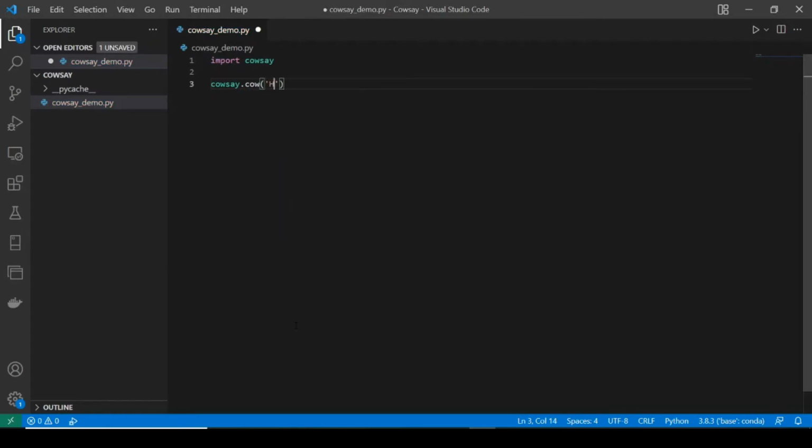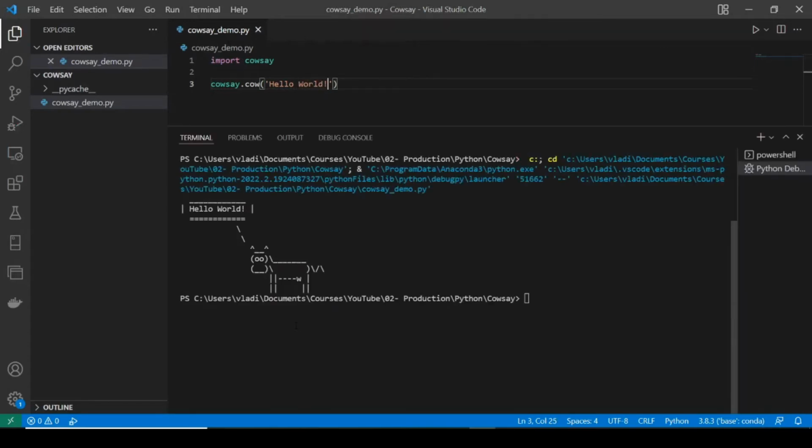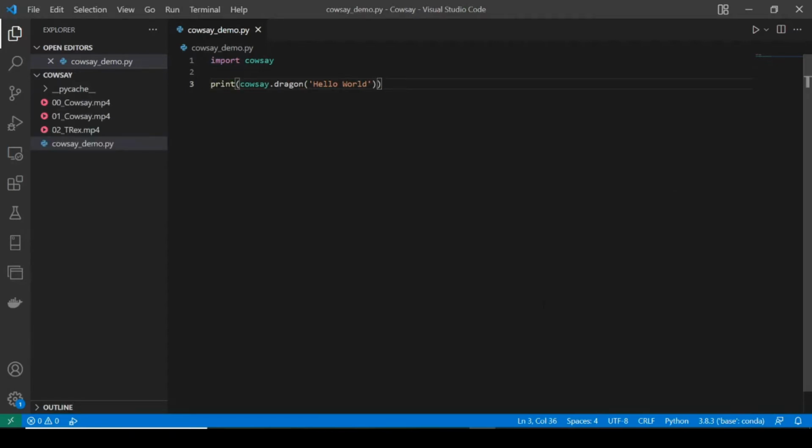First one is, of course, a cow. The cow is going to say, "Hello, world." Let's launch the code and greet this intelligent beef. But that's not all. The library gives us a choice of animals and other funny objects.